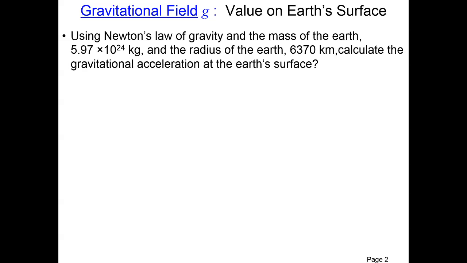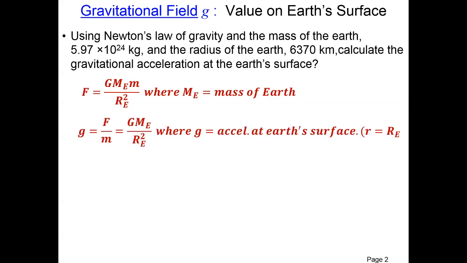Okay, so we have an example to do, and also a sanity check. Using Newton's law of gravity and the mass of the Earth, 5.97 times 10 to the 24th kilograms, and the radius of the Earth, 6370 kilometers, we want to calculate the gravitational acceleration at the Earth's surface. The force is the gravitational constant times the mass of the Earth times the mass of whatever we're accelerating, divided by the distance to the Earth's center, squared, in meters. To find the acceleration, we divide by the mass of our object, so the acceleration is G times the mass of the Earth divided by the radius of the Earth squared in meters.